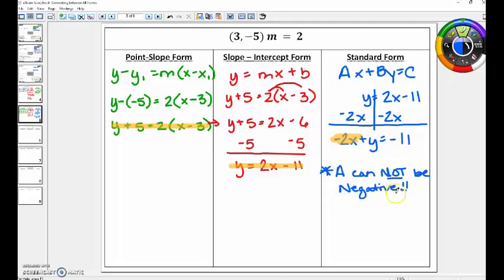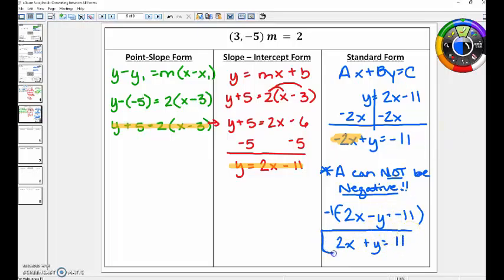Okay, a cannot be negative. So in order to get rid of this negative sign, what I can do is take my entire equation and take the opposite of it. By doing that, I'm essentially multiplying everything by negative 1. So I'm left with 2x plus y equals positive 11. Now that's my final answer. But a cannot be negative. That is one of my first rules.